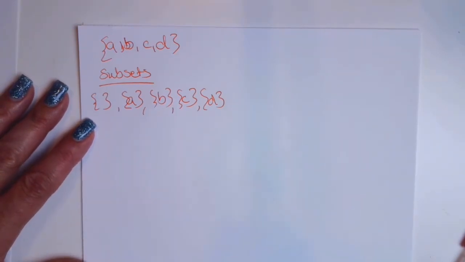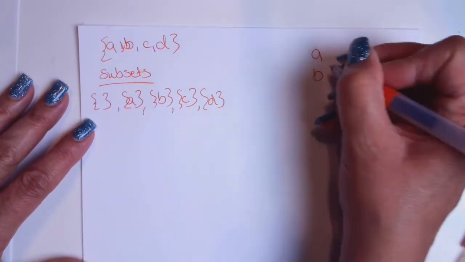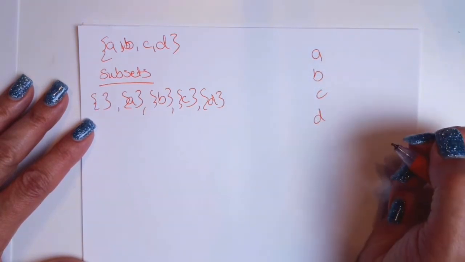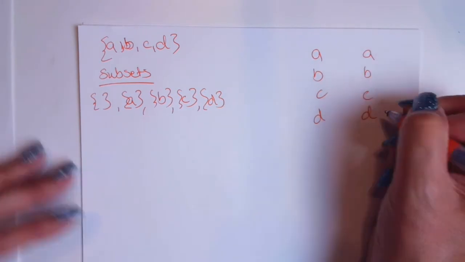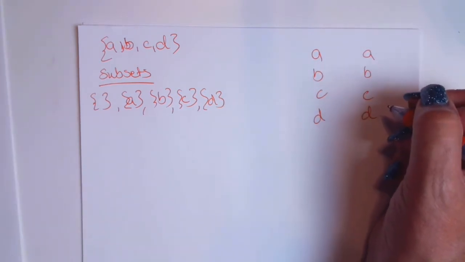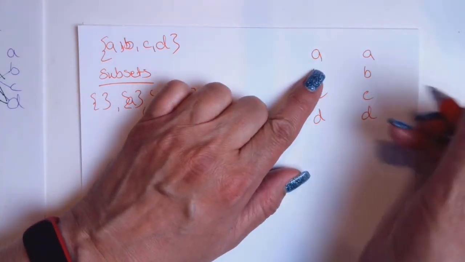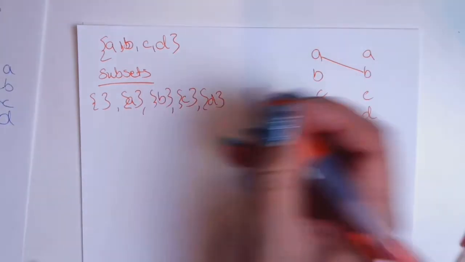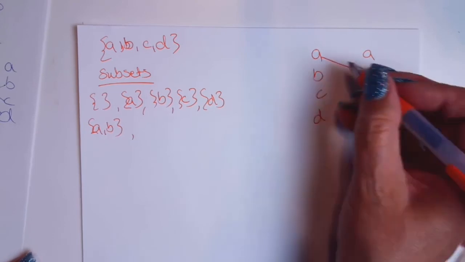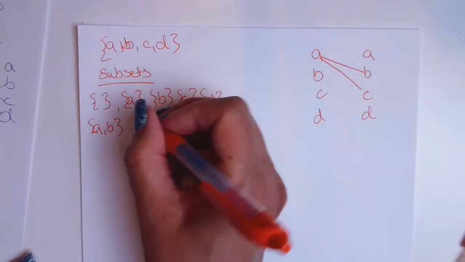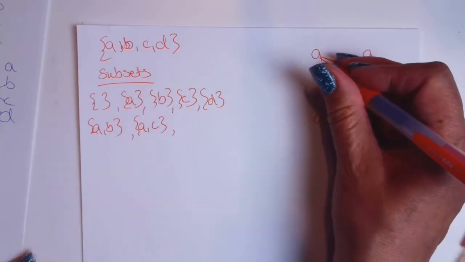Before we do that, to make this a little bit easier, hopefully, I'm going to write these elements to here. So I have A, B, C, and D, and then I have A, B, C, and D. Now, I'm going to start combining these. So I have AB, that's one of the subsets. I have AC, and I have AD.